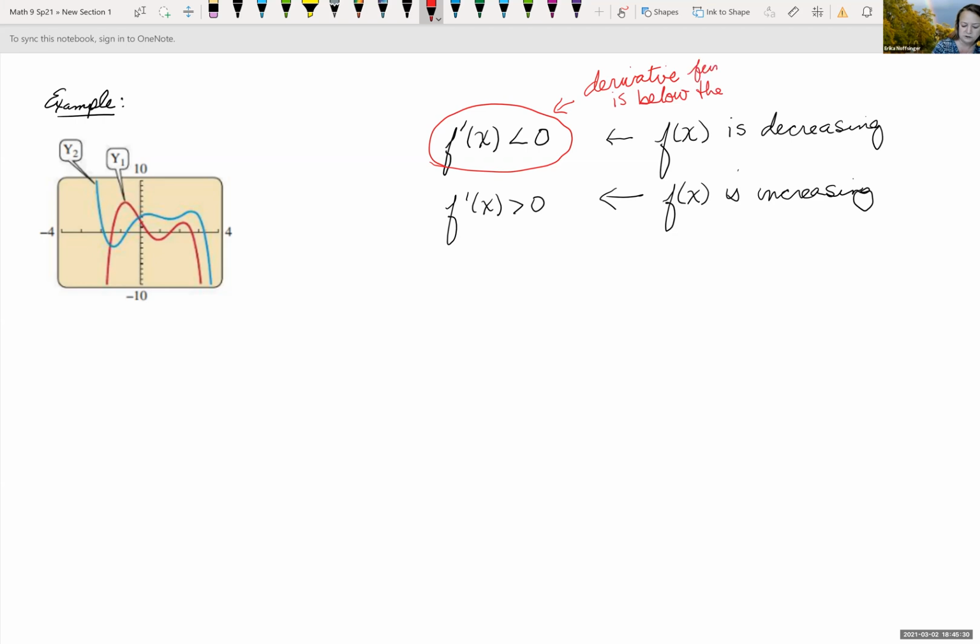The derivative function. If my original function was increasing, then on that interval, that's going to be the same interval where my derivative function falls above the x-axis.